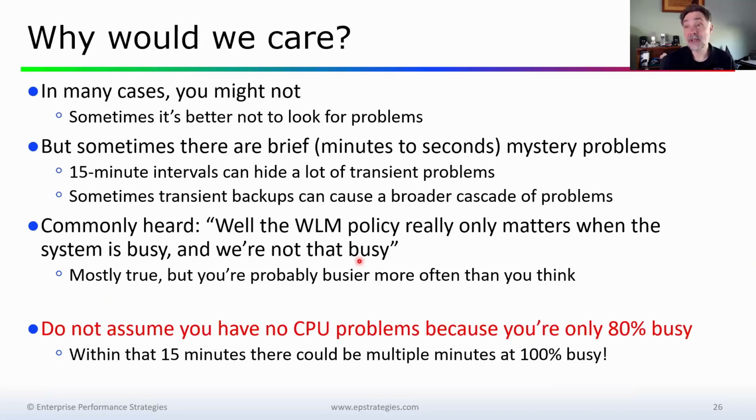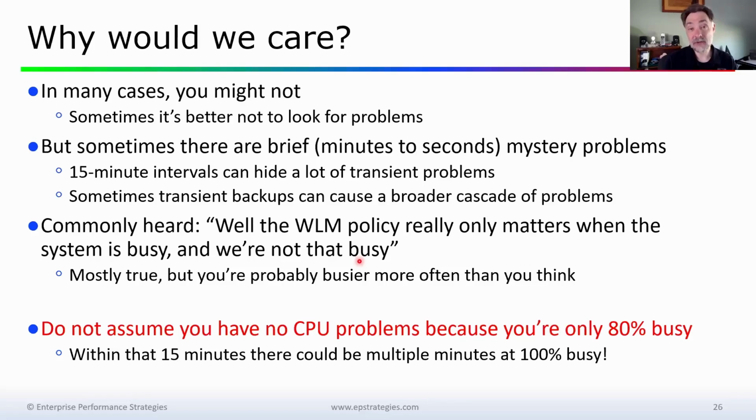But sometimes there are brief mystery problems, right? That can last from seconds to minutes. I say minutes to seconds, but either way. And those 15-minute intervals in RMF can hide a whole lot of those transient problems. It can make it very difficult when somebody calls and says, hey, the system just seemed to lock up at 9:07 this morning. And you go look at your RMF interval from 9 o'clock to 9:15, and you go, we're 70% busy. I don't really see any problem, the delay samples are good. Everything, I don't really see a problem here.